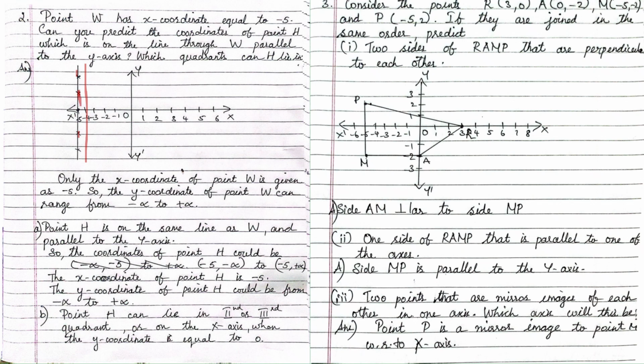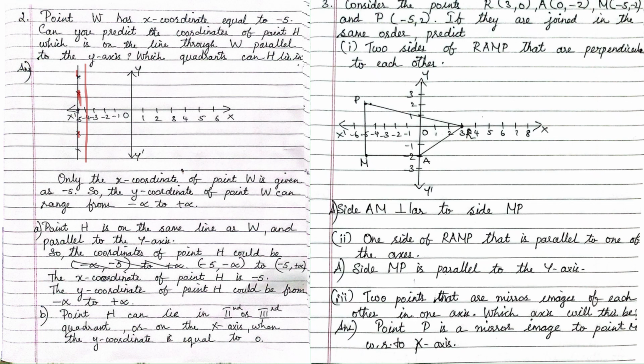What question have they asked? Can you predict the coordinates of the point H, which is on the line through W parallel to the y-axis? So we need to predict the coordinates of the point H. Since W and H are on the same line, which is parallel to the y-axis, the x-coordinate of H is the same as the x-coordinate of W, which is equal to -5.